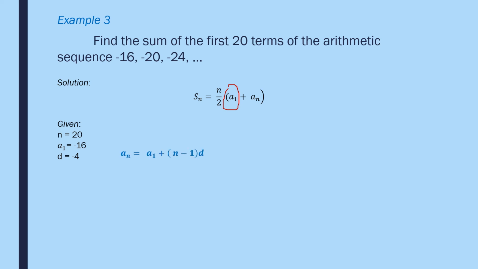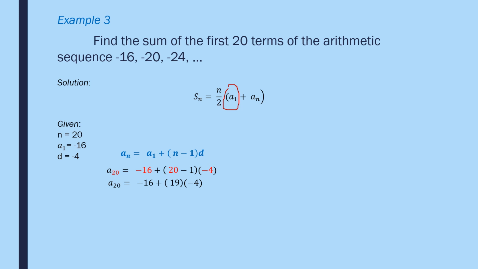Okay, to find the a sub n, we will use the formula for finding the nth term. This is a sub n equals a sub 1 plus the quantity n minus 1 times d. So since our last term is the 20th term, therefore we will look for a sub 20. A sub 20 is equal to the first term, which is negative 16, plus the n minus 1, 20 minus 1 times negative 4. Okay, a sub 20 is equal to negative 16 plus 19 times negative 4.